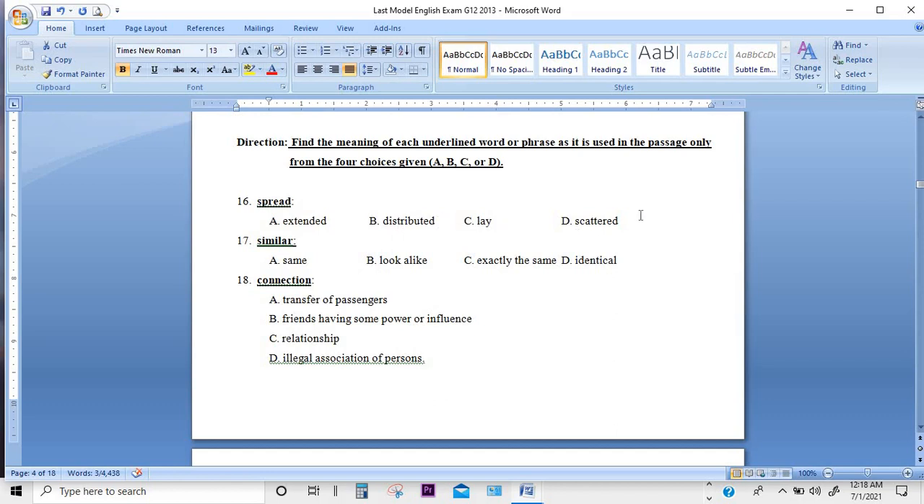Distributed, scattered. This is the dictionary or denotational meaning for B and D. But our answer is extended. The connotational meaning is extended. So the connotational meaning is extended. Okay, the connotational meaning is extended. And for question number 17, similar.